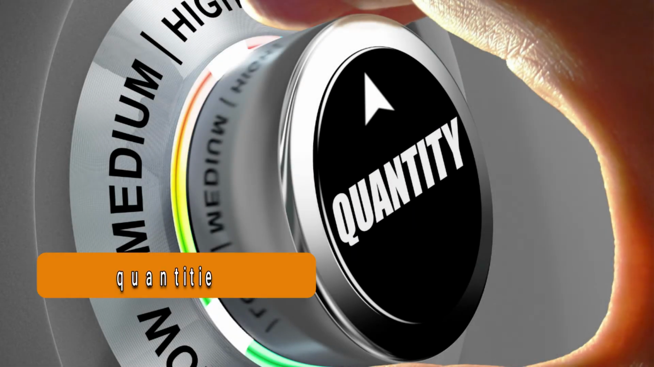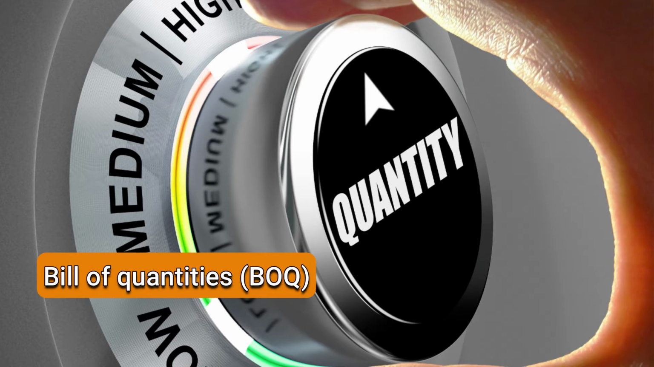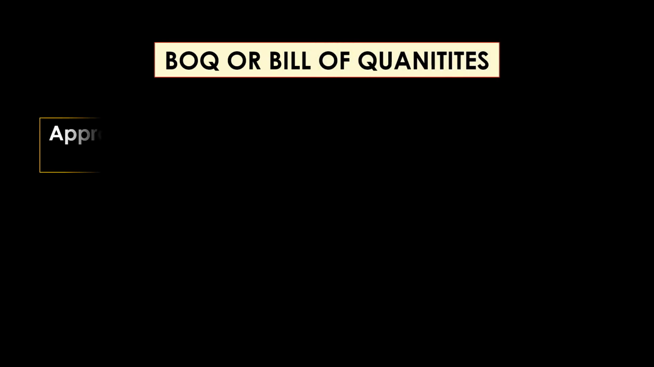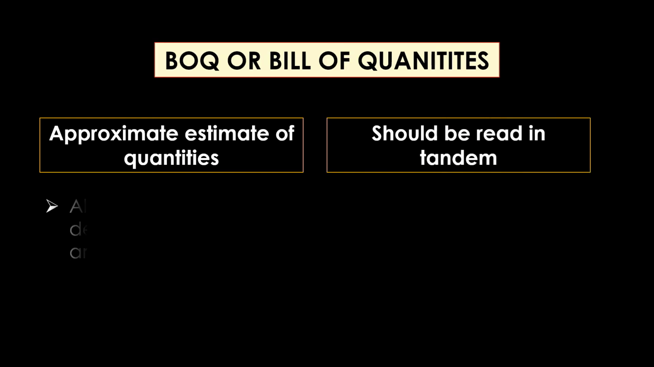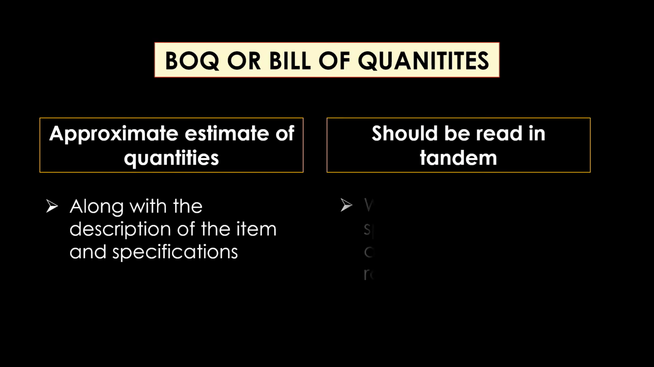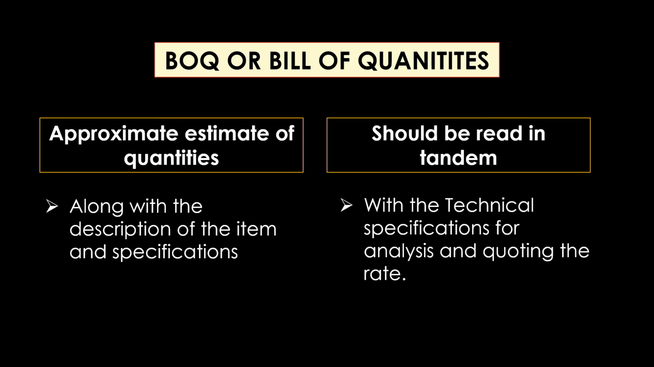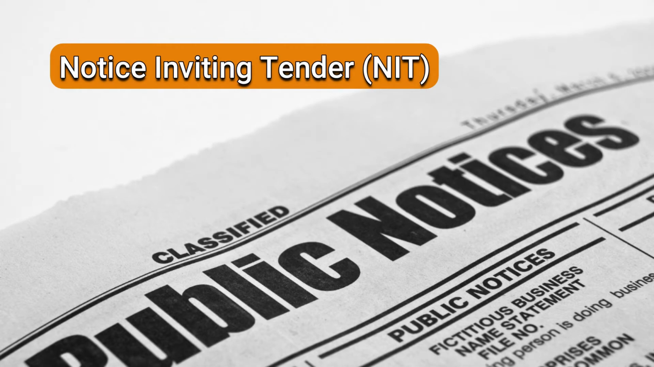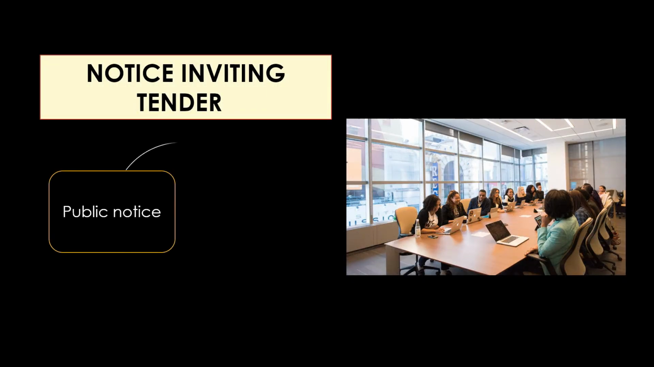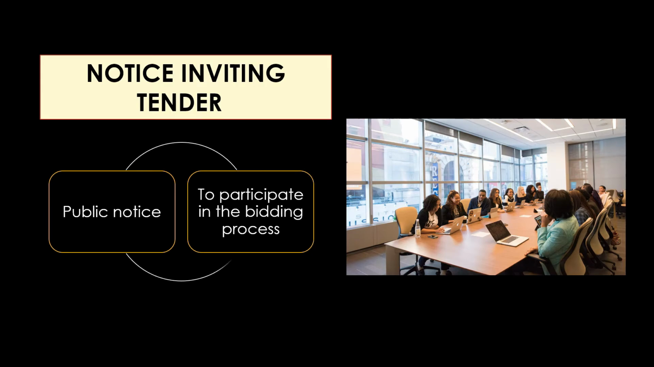Coming to the most important part of the tender document, that is bill of quantities or BOQ. Bill of quantities or BOQ is an approximate estimate of quantities along with the description of the item and specifications. The BOQ should always be read in tandem with the technical specifications for analysis and quoting the rates. Next is notice inviting tender. Notice inviting tender is a public notice inviting interested parties to participate in the bidding process or tender process.